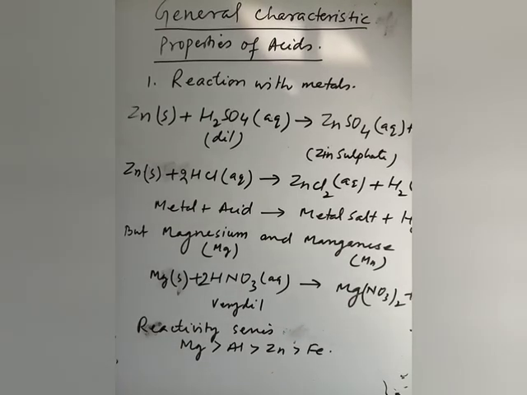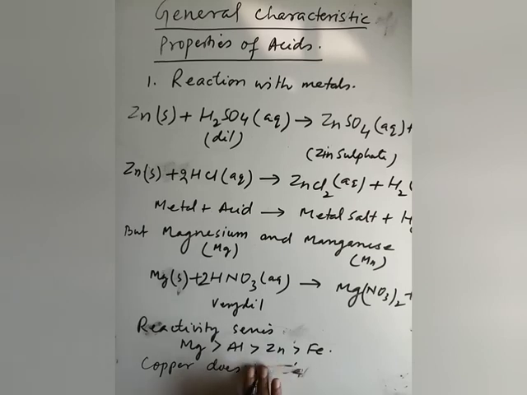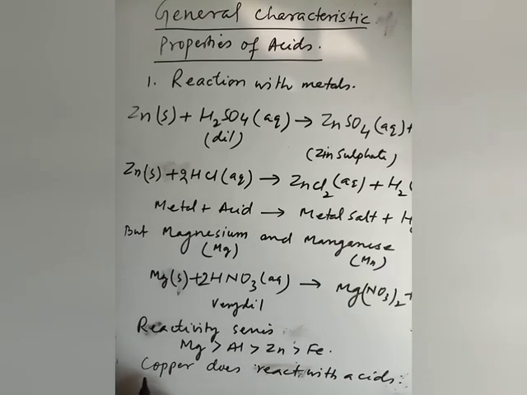Reaction of copper with acid. Copper does not react with acids. Copper metal does not react with acids, so it does not evolve hydrogen gas from acids.